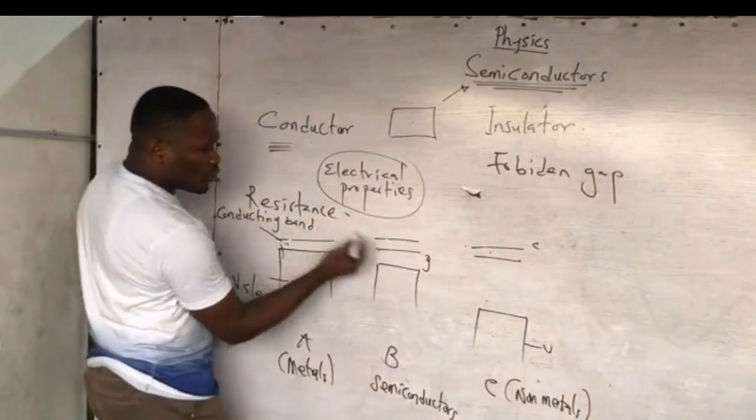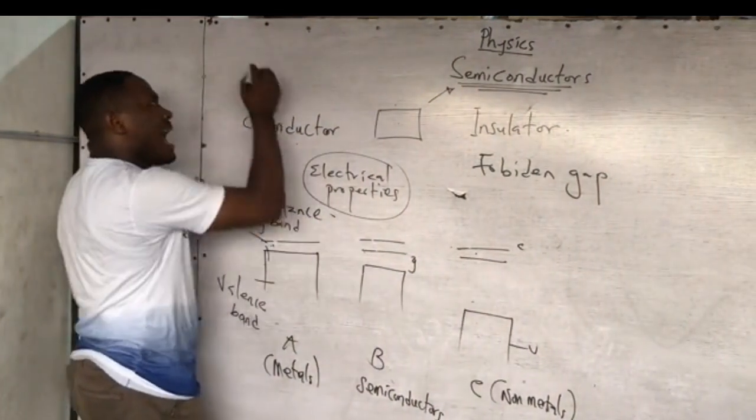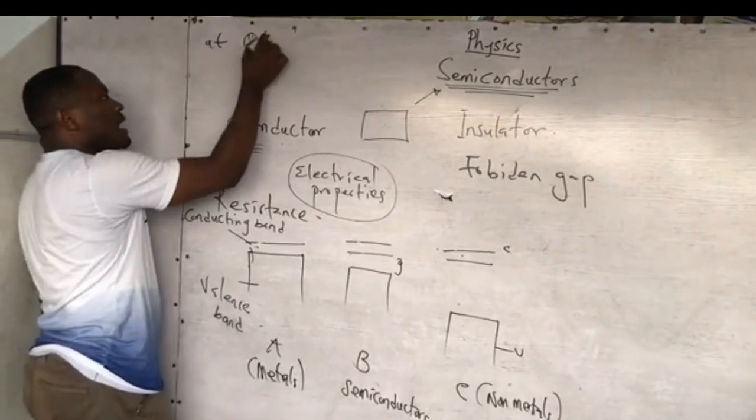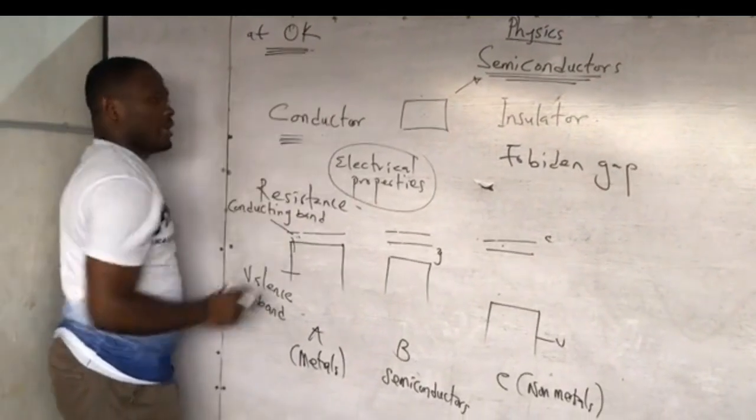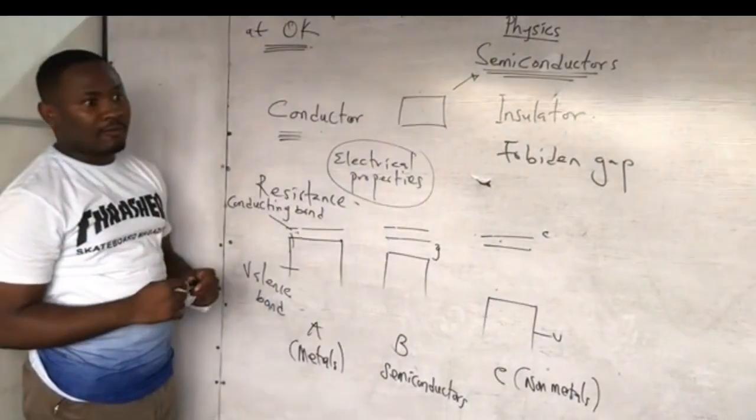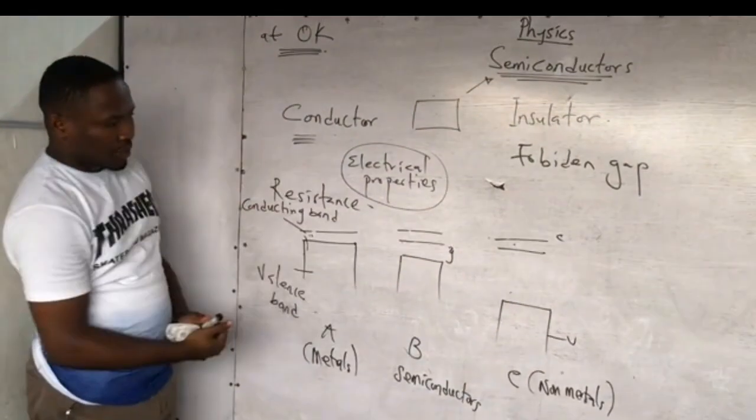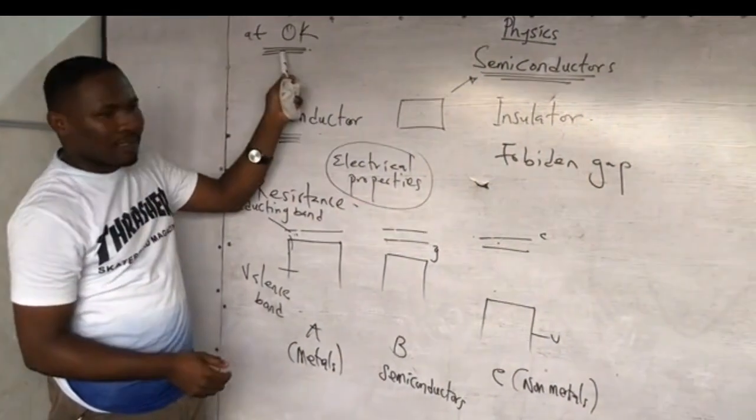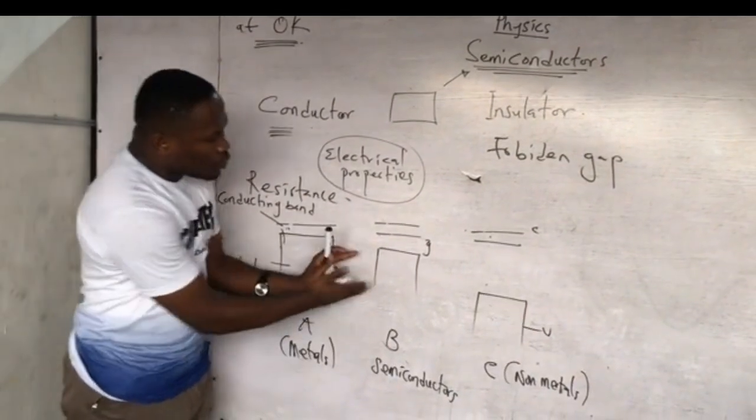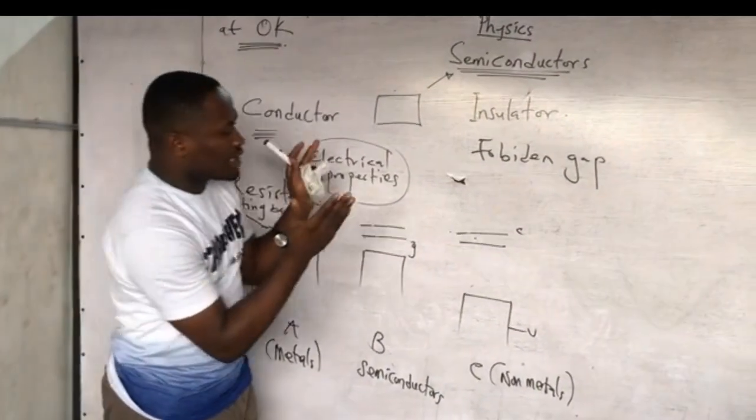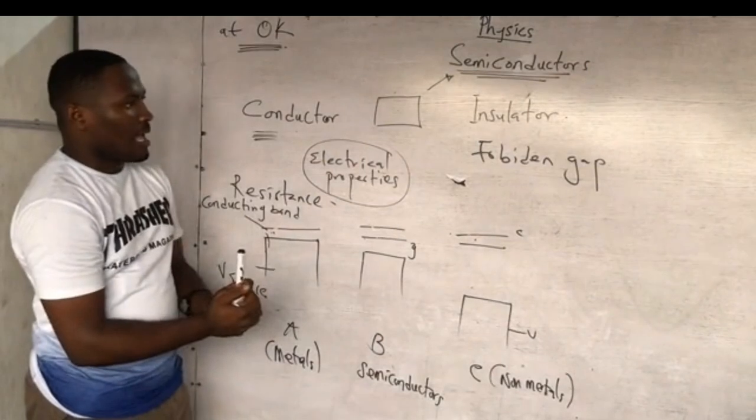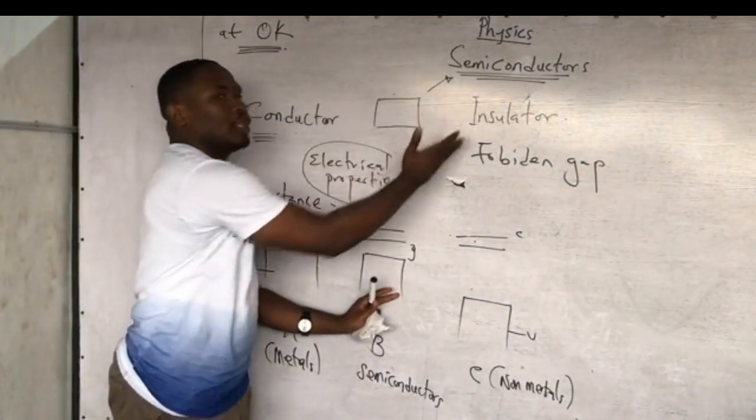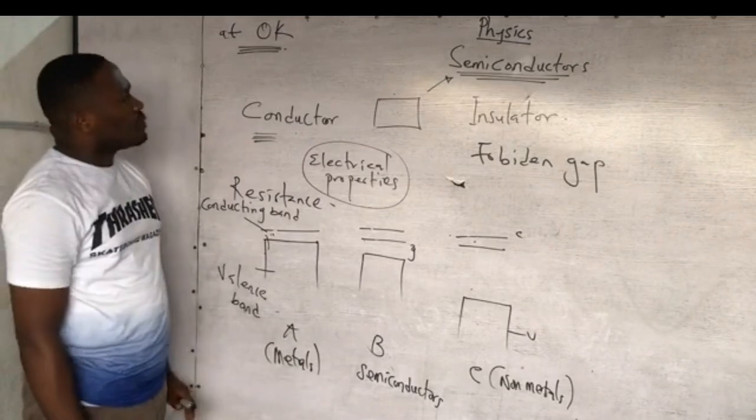But for a semiconductor, please take note of this, at 0 Kelvin, everything I'm saying, you have it in your PDF file so that you can sit and read, but I have to explain to you very well. At 0 Kelvin, a semiconductor is just an insulator. Take note of that question, very, very important.